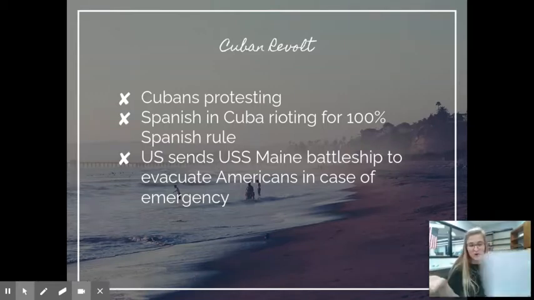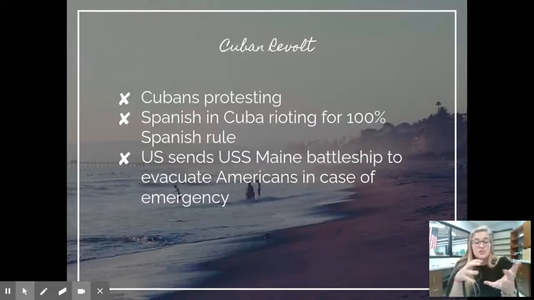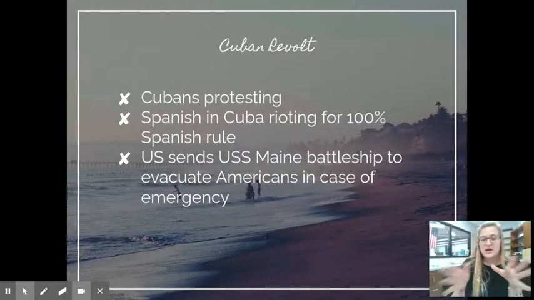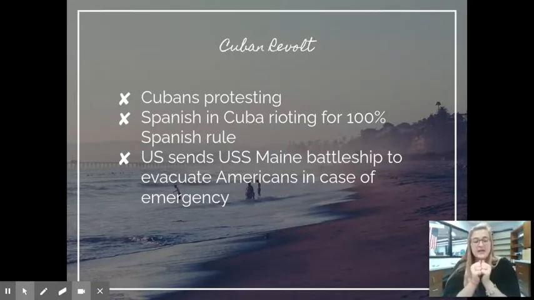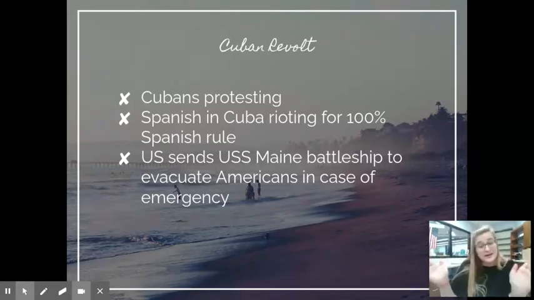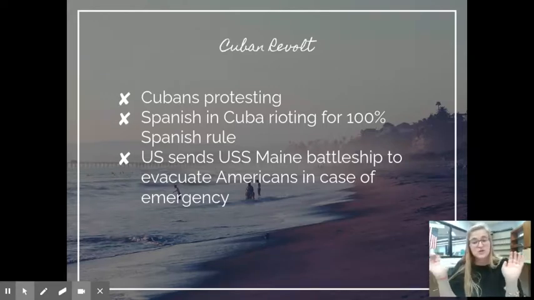So while all this is happening, there is a Cuban revolt. The Spanish in Cuba rioted to protect Spain's power. Cubans are rioting against the Spanish, and the U.S. knows that there are U.S. citizens there. So they send the battleship Maine, a big battleship, to a harbor in Cuba in 1898. And the idea was to protect and evacuate American citizens if danger occurred, while also kind of saying, we're here. Remember, we're only 90 miles away. Here's our battleship to prove that to you.